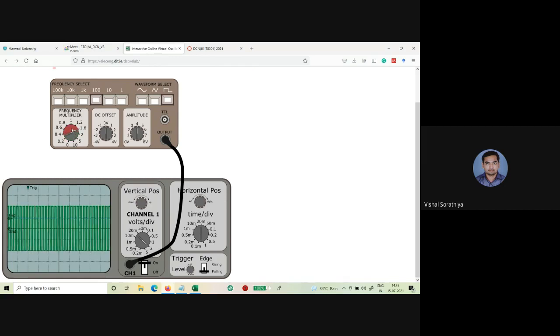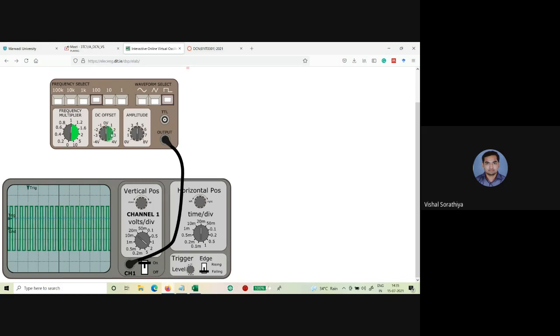So either you can go from the lower side of that range, or you can go up to the multiplication of 10 side of that also. So these are the buttons which are used to get an intermediate frequency between this lower range and higher range. Once you click on 100, it will give you the frequency between 100 to 1000 by changing this multiplier button. Okay.